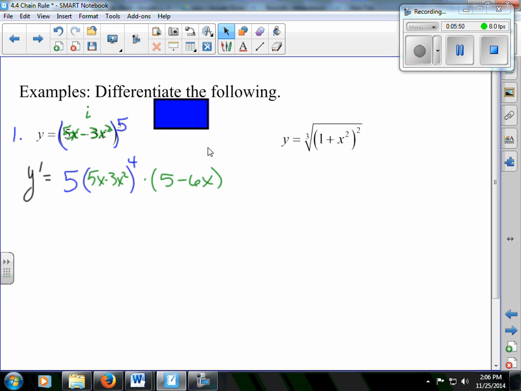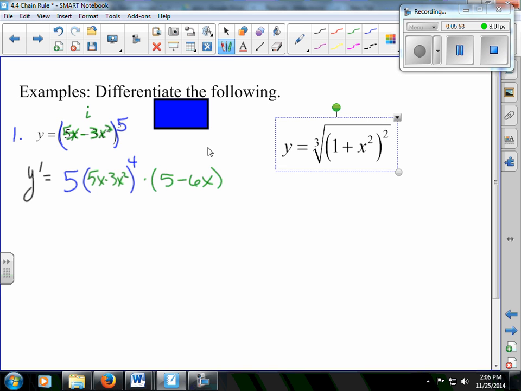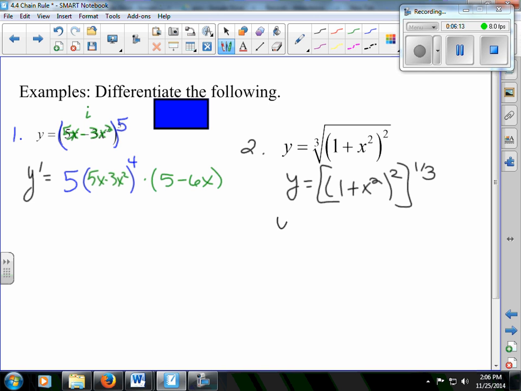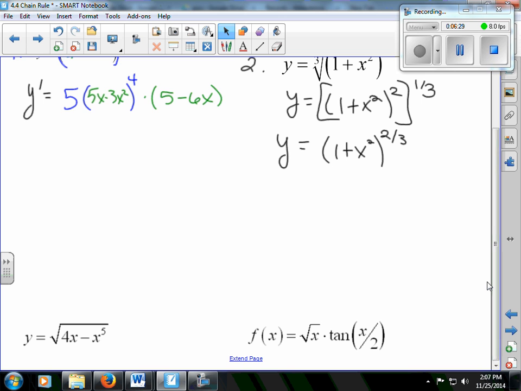All right, let's move on to this second example, number 2. And number 2, just like with what we've learned so far, when we have roots, we need to rewrite those. So this is 1 plus x squared. The cube root means I have a 1/3 power. So that was squared, and now it's to a 1/3 power. When you have a power to a power, those powers multiply. So this is 1 plus x squared to the 2/3 power. I've done no derivative, no calculus yet. I am simply rewriting my original question so that it's easier to take the derivative of.